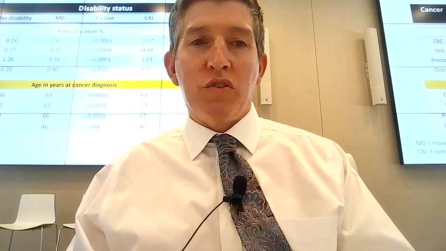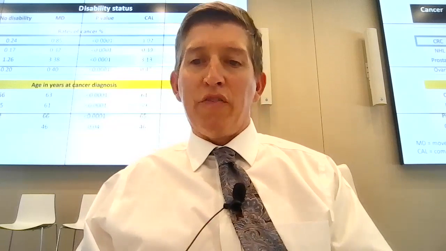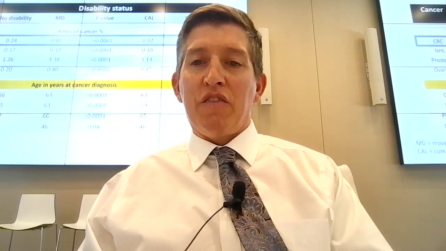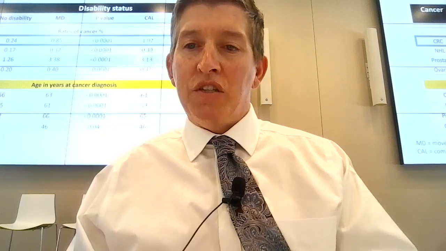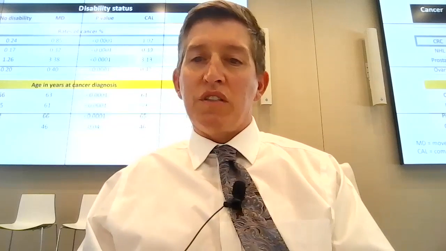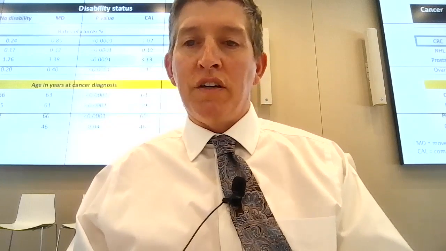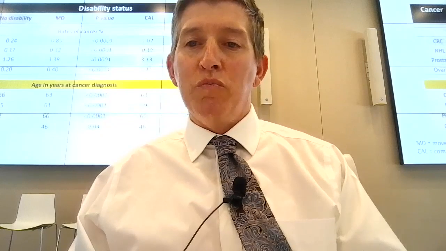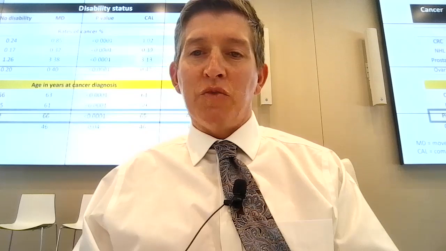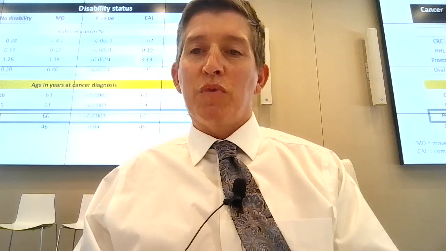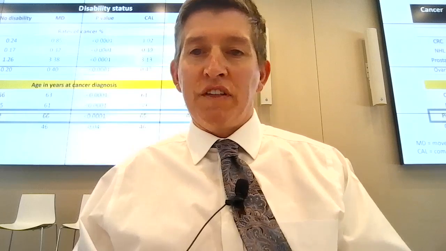So for example, the rate of colorectal cancer for those without a disability was 0.24, but the rate for movement difficulty was 0.85, and for CAL 1.02. Now the bottom half of the table in yellow shows the age in years at cancer diagnosis, which is significantly higher for those with disabilities, ranging from 3 to 15 years older than the non-disabled. So for example, men with movement difficulties are diagnosed with prostate cancer at 66 years old, compared with 62 for those without disability. And most of these are highly statistically significant.